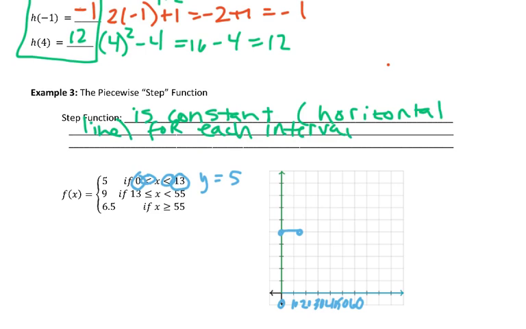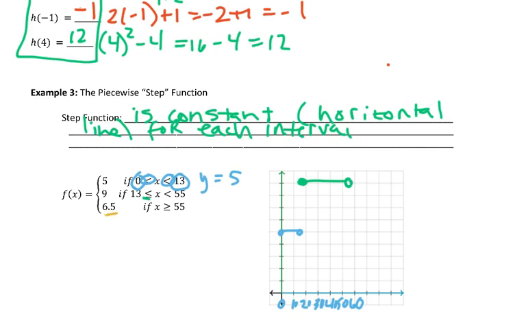The next one here is at 9, so it's 5, 6, 7, 8, 9. So it's a horizontal line at 9, but that's between 13 and 55. So if we erase that, we're talking about it starting there and then ending at 55. So where's 55? Right there. You'll notice that 13 needs to be a solid circle because it's got an equal to part, but 55 is going to be an open circle, which I did not just draw. Sometimes you got to be very deliberate with your open circles.